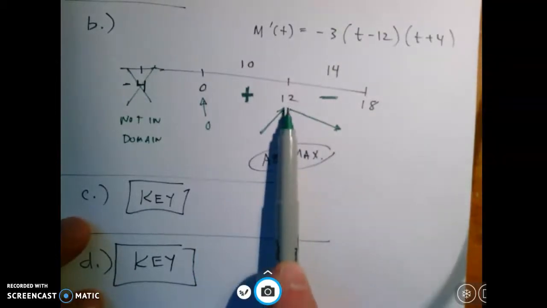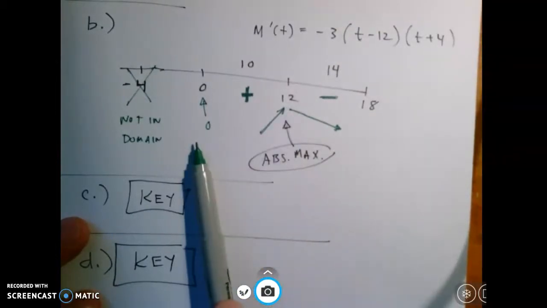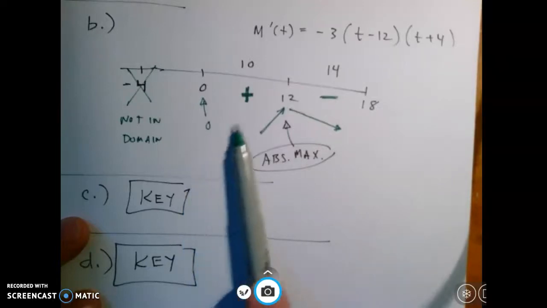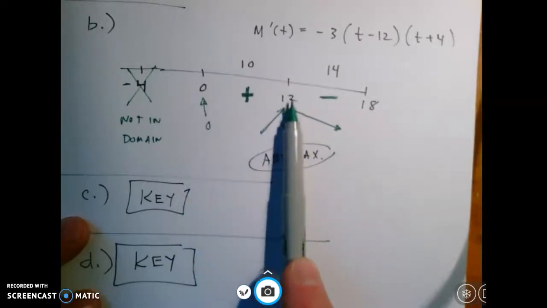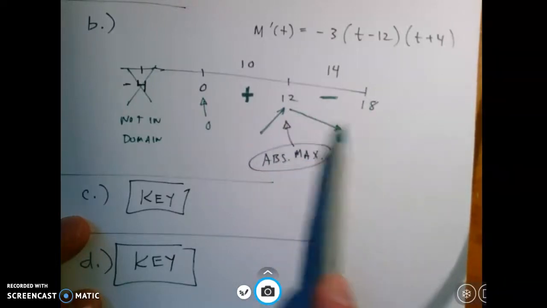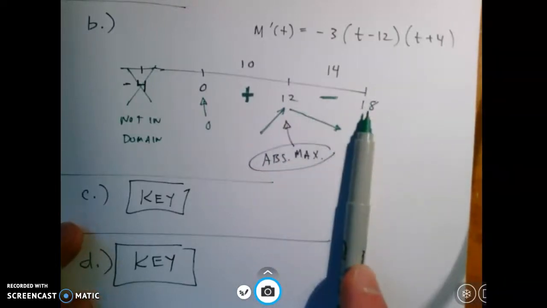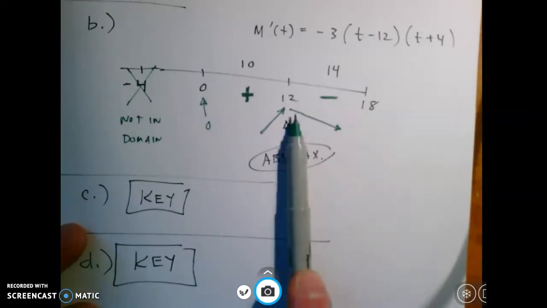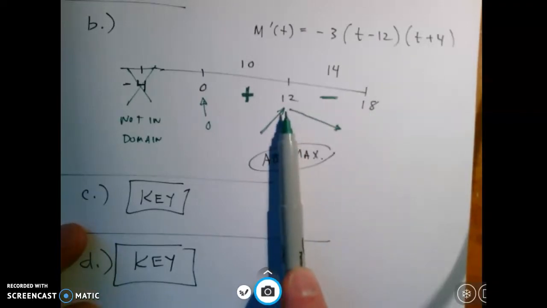This is our absolute maximum because 0 gives us 0. It increases over this entire interval up to 12, and then it decreases again. It never changes direction again, so there's no concern that at 18 days we're going to have more mosquitoes. So we can look at this as our absolute maximum value. And they don't ask us for the value, they just say when.